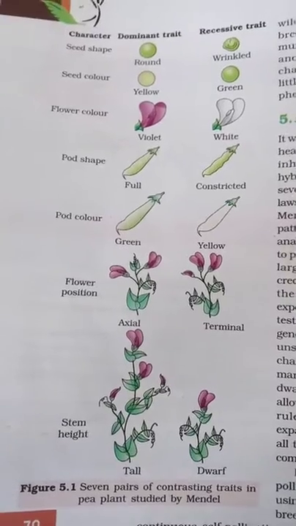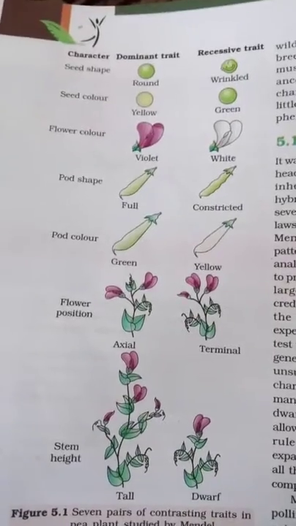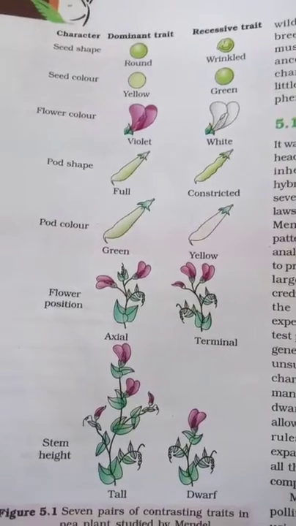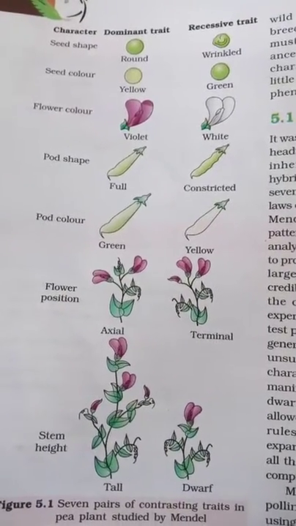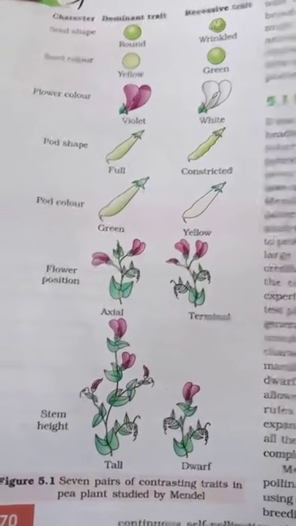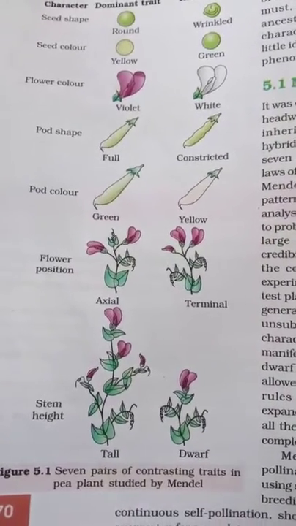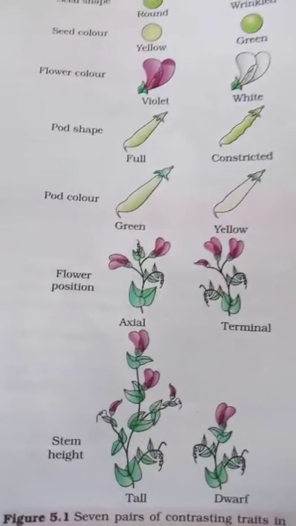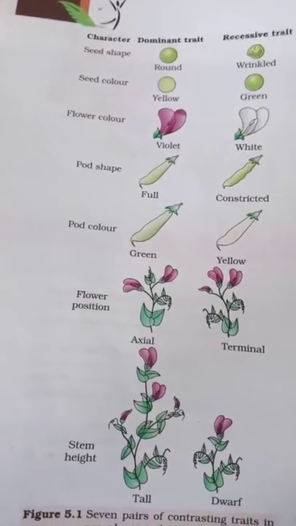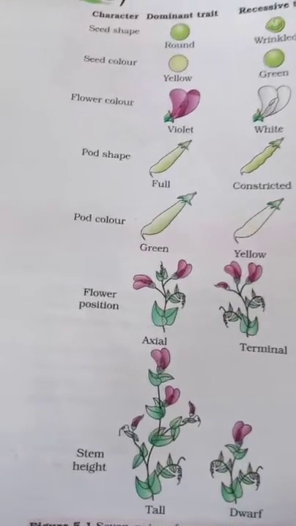And previously we have discussed the 7 pairs of contrasting character traits in pea plants which were studied by Mendel. If you remember, these are the seed shape, round or wrinkled, seed color, yellow or green, flower color, violet or white, pod shape, full or constricted, pod color, green or yellow, flower position, axial or terminal, and then the stem height, either tall or dwarf. And now we will move ahead and try to study the inheritance of one gene as carried out by Mendel.